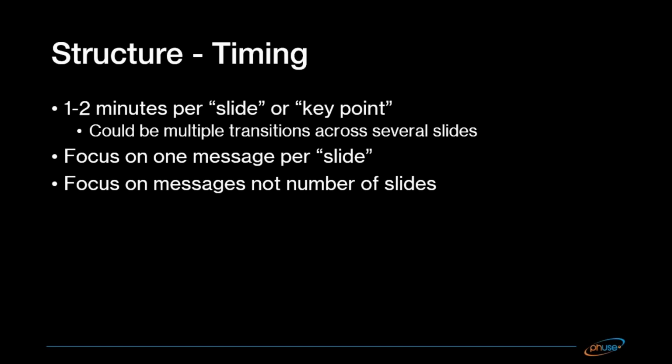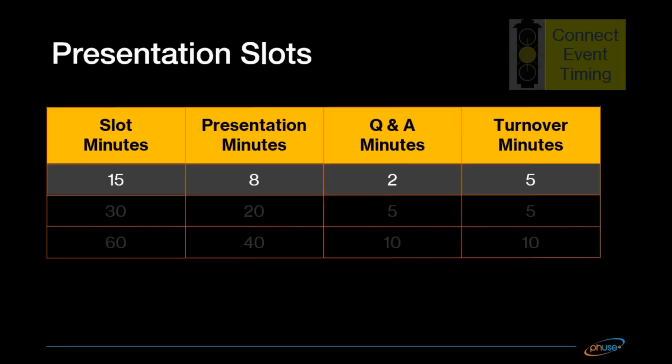So how does this fit into the Connect events themselves? Well, we essentially have 3 types of slots in the Connect event. There's the specific ones for coding tips and tricks, which is a 15-minute slot. And within that, you have an 8-minute presentation. You have 2 minutes for questions and answers at the end of that presentation. And then there's a 5-minute turnaround changeover time for people to get in and out of the room and so on.